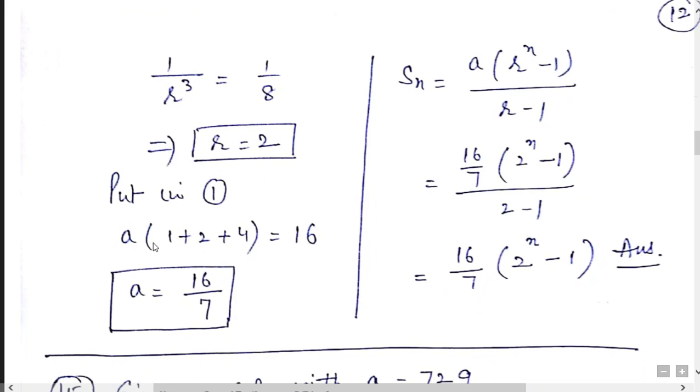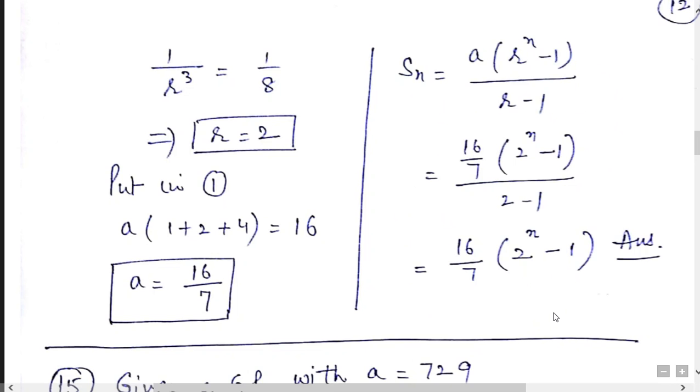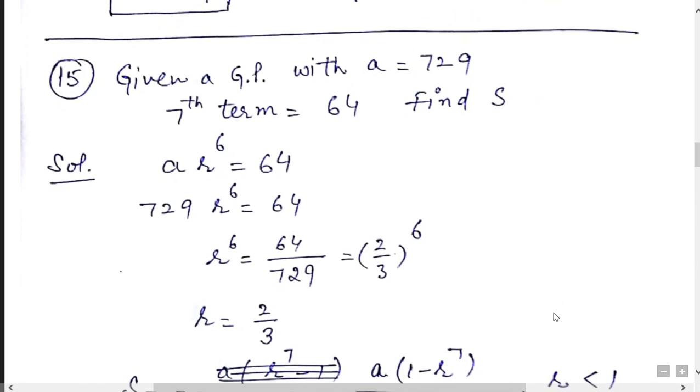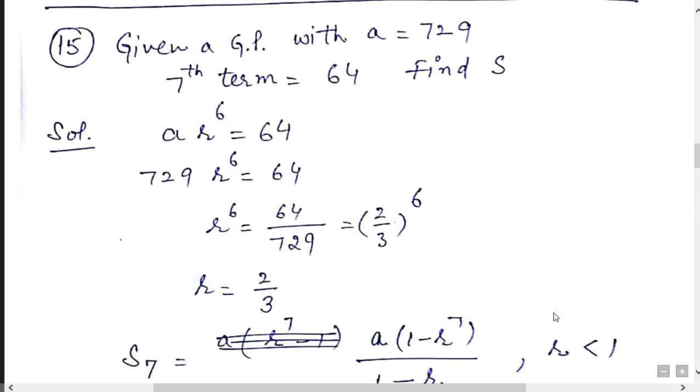Then insert in number 1. You can find out the value of A. Then find Sn. Sn is equal to A R raised to power n minus 1 divided by R minus 1. Simply insert the value. You can find out the value of Sn. Same formula, same concept is there in all the questions, but a little bit of alteration is there, nothing else.